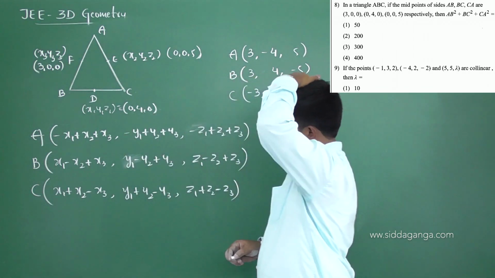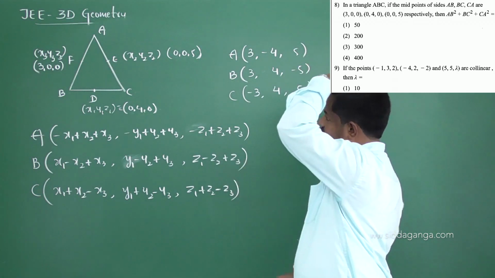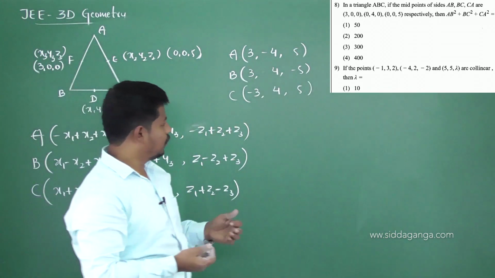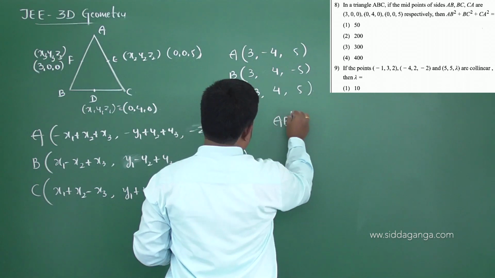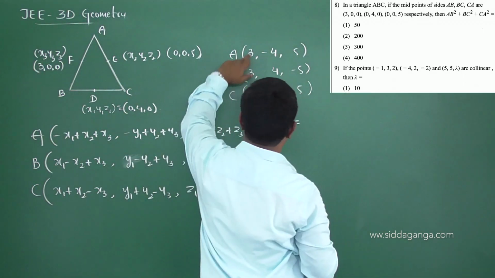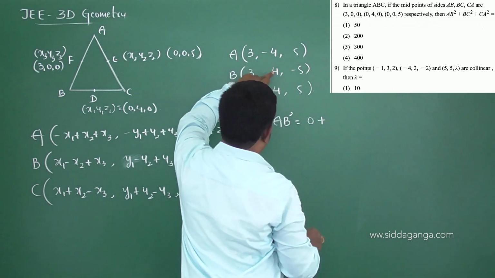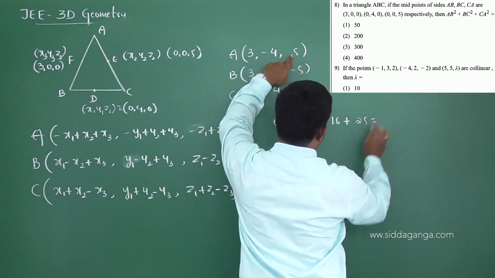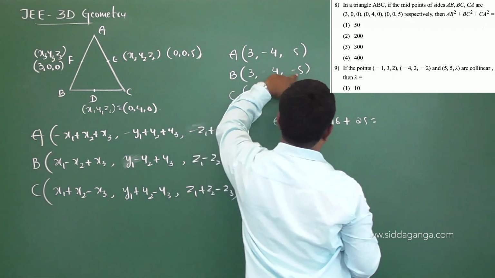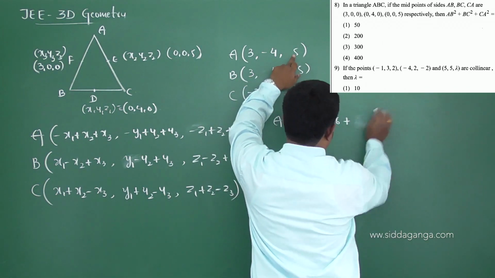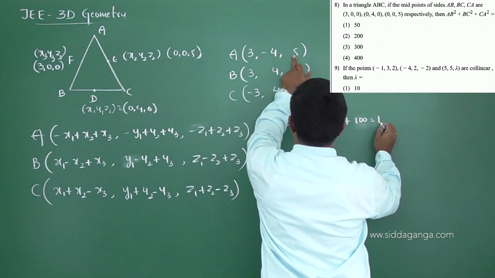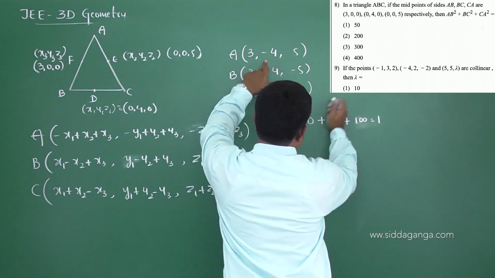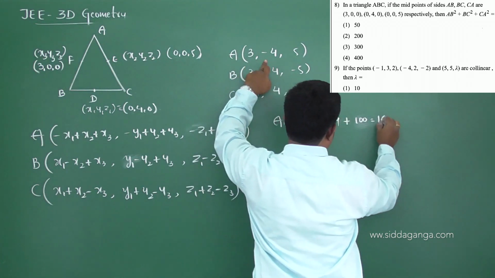So we have got the coordinates of ABC by using these results. Now we have to find AB square plus BC square plus AC square. Using the distance formula, AB square is x2 minus x1 whole square, 3 minus 0 squared is 9, plus 4 minus minus 4 squared, that is 64, plus 5 minus minus 5, that is 10 squared, 100. So 9 plus 64 plus 100, that is 164.